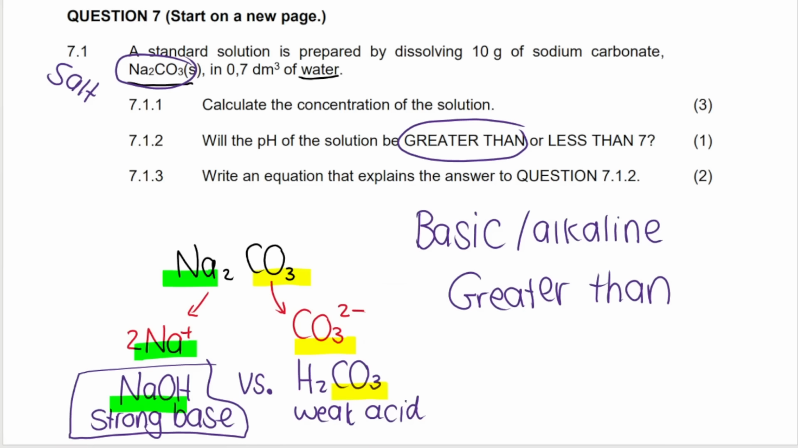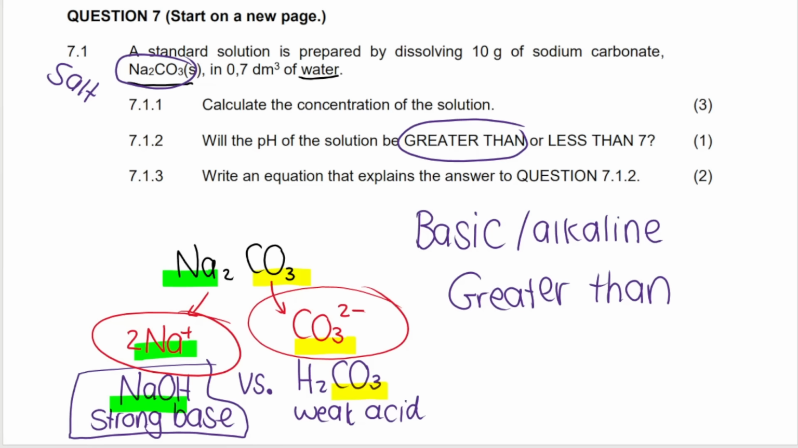Now they say, write an equation that explains the answer to 7.1.2. So this is basically writing our hydrolysis equation, and like I taught you, when you do a hydrolysis equation, you have your pick. One of these is going to react with water, either Na+ or CO3 2-. One of those two ions is going to react with water.